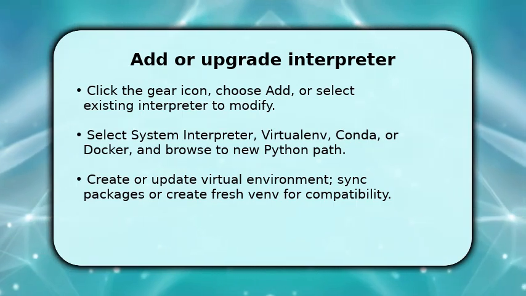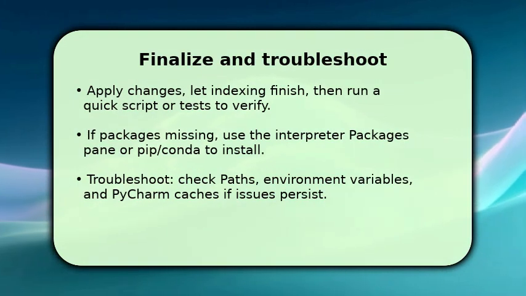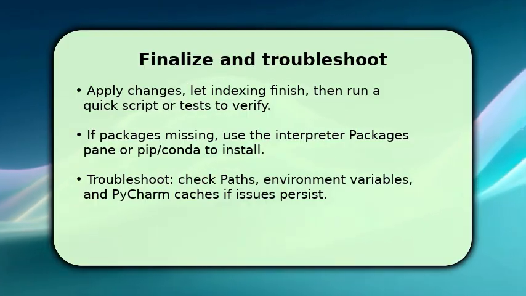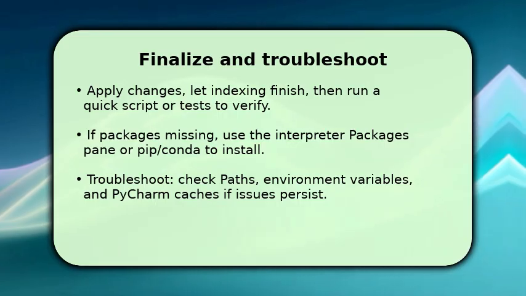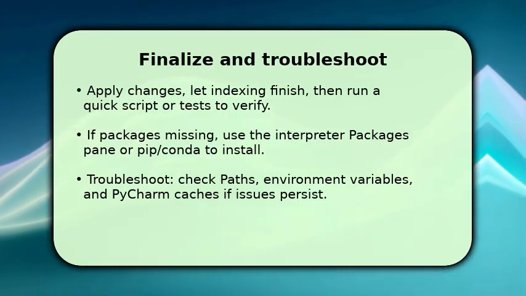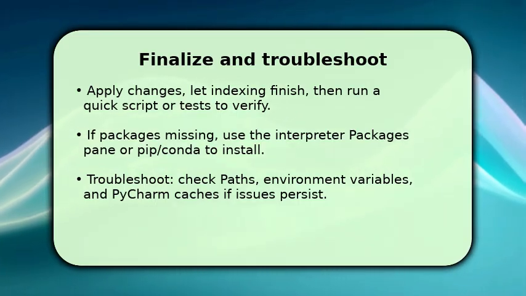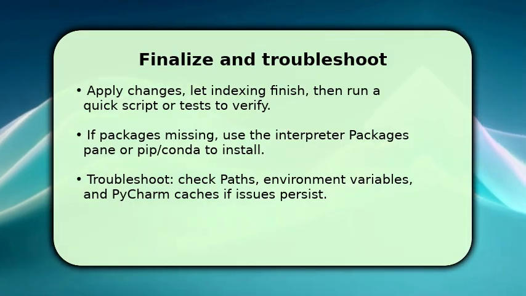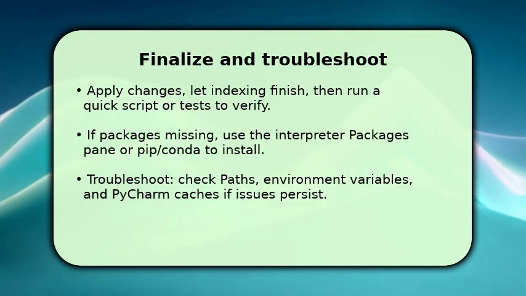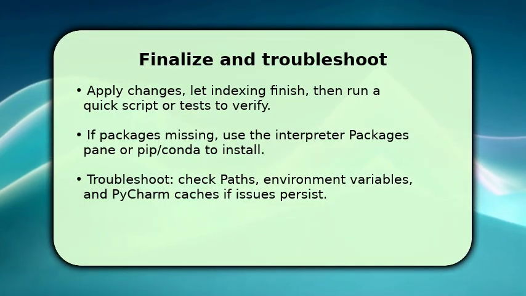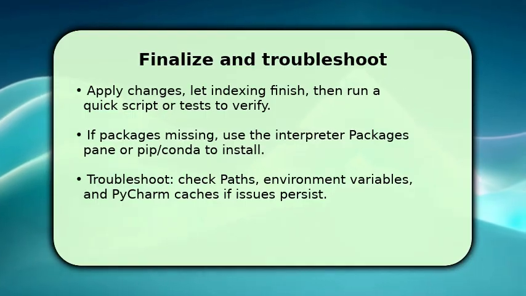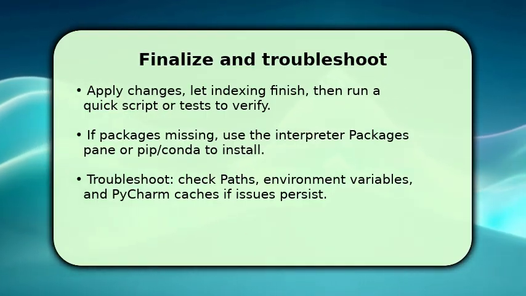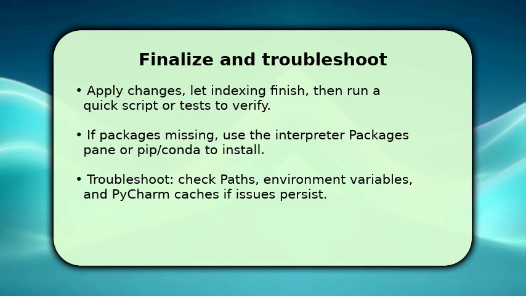Finish by applying the interpreter change and waiting for PyCharm to index the project and sync helpers. This can take a minute. Run a small script or tests to confirm the new Python behaves as expected. If imports fail, open the Packages pane or use pip/conda in the selected interpreter to install missing modules. If PyCharm still misbehaves, invalidate caches and restart, verify path and environment variables, and confirm the interpreter binary permissions. That usually resolves lingering conflicts.